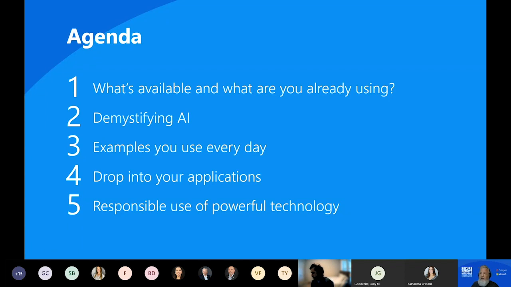We're going to go through a real quick example of a proof of concept that we did to drop artificial intelligence, basically machine learning, into a Power App. So very quick. And then there's a technical session on that on the technical track a little bit later this afternoon.